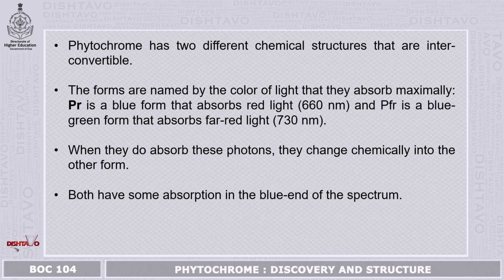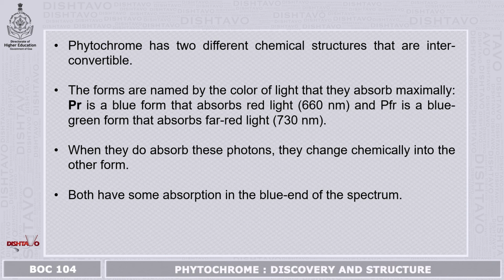So phytochrome has 2 different chemical structures that are interconvertible, as mentioned before, that is the PR form and the PFR form. The forms are named by the color of light that they absorb. PR is a blue form which absorbs red light, that is at 660 nanometers, and PFR is a blue-green form that absorbs far red light, and that is at 730 nanometers. When they absorb these photons, they change chemically into the other form.